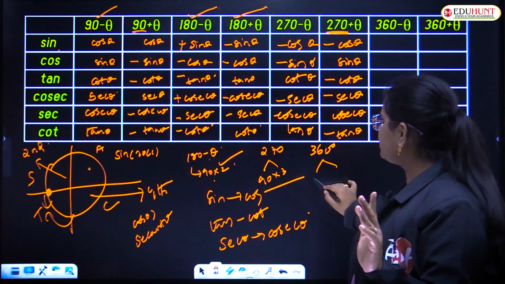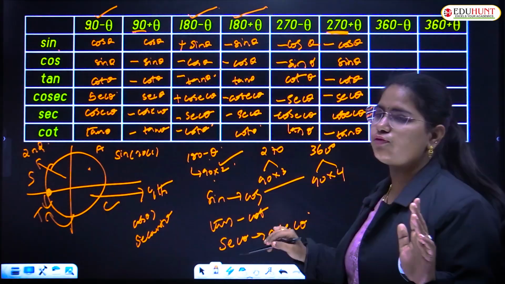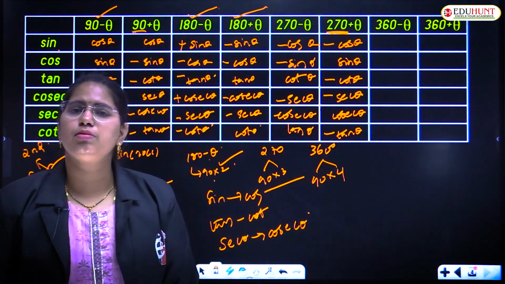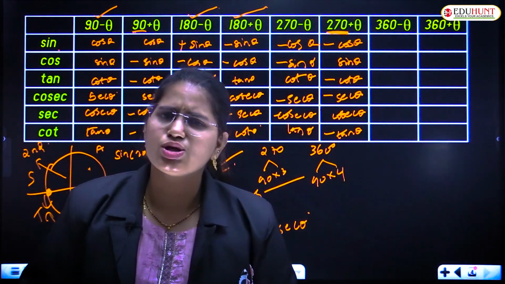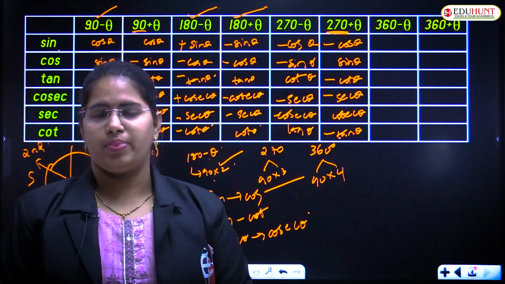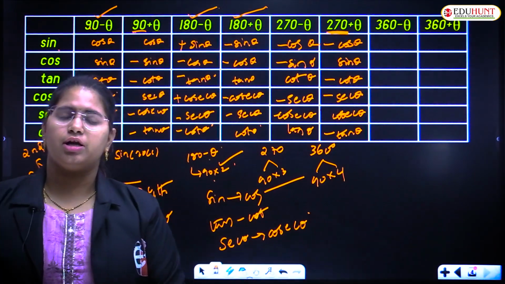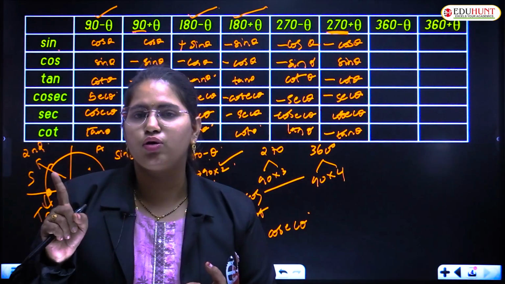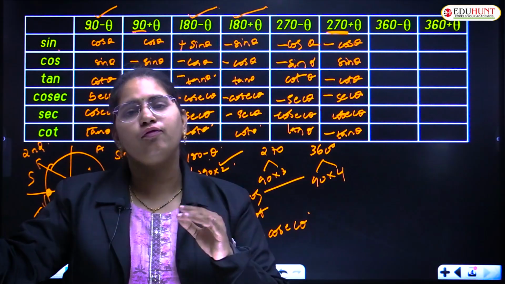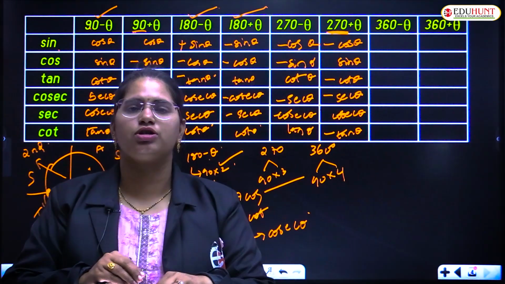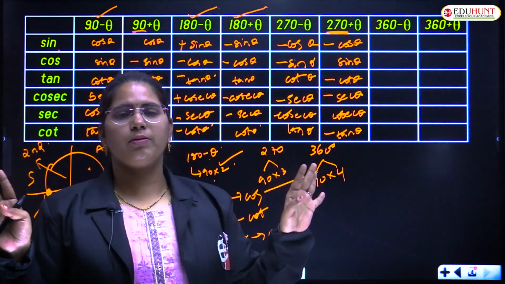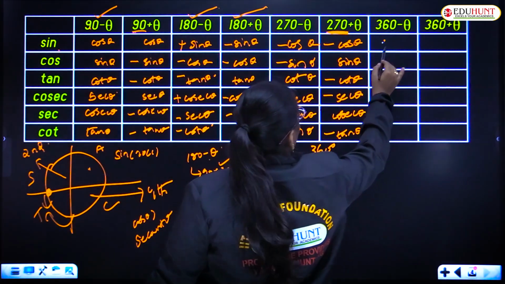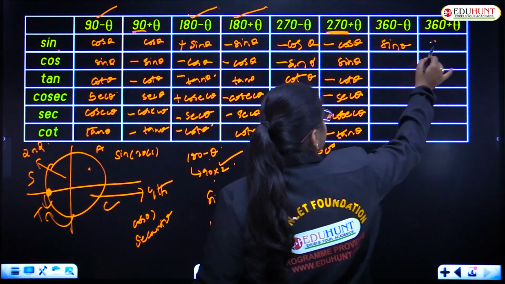And in the last two, both have 360 degrees. 360 degrees is 90 multiplied by 4. Is 4 an odd number or an even number? As usual, it is an even number. Even number means the function does not change. I told you, no? Odd number, function changes. Even multiple, function does not change. It will remain as it is. So, as usual, the function will remain as it is in both the cases.